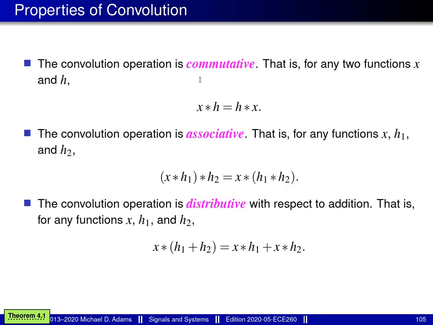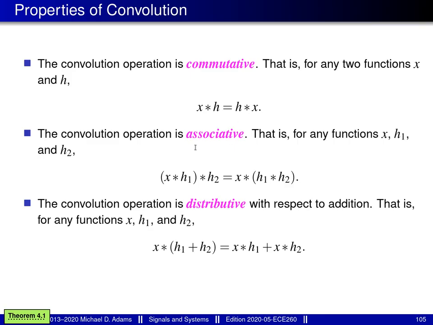The first of these properties is that convolution is commutative. Again, the word commutative relates to order of things. Does the order matter? So if I have two functions x and h, what the commutative property means is that x convolved with h is always equal to h convolved with x. In other words, if I reverse the order of the operands x and h, it makes no difference to the result that I get from convolution.